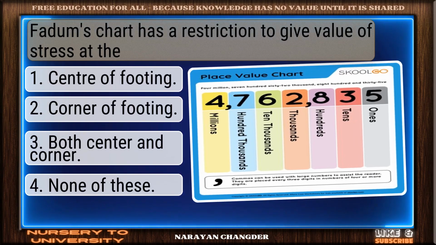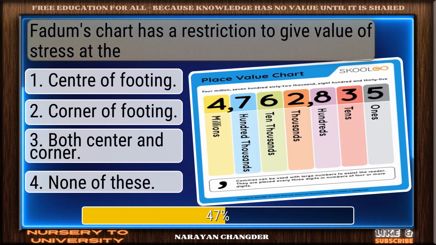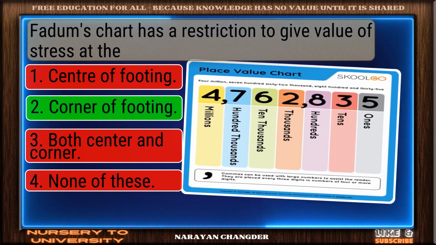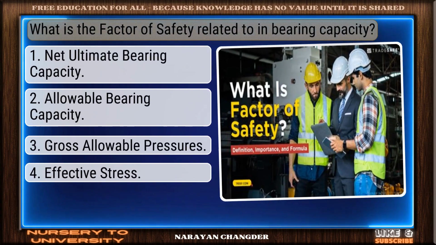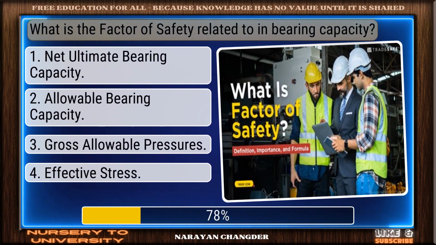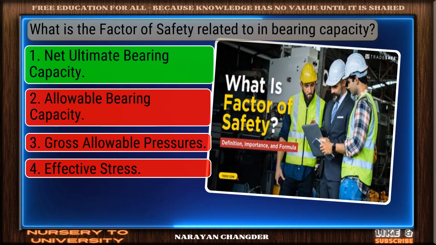Fadum's chart has a restriction to give value of stress at the dash. Right again. Corner of footing is a valid answer. What is the factor of safety related to in bearing capacity? You chose net ultimate bearing capacity, and it is correct.